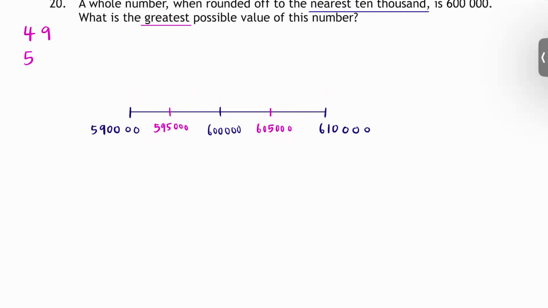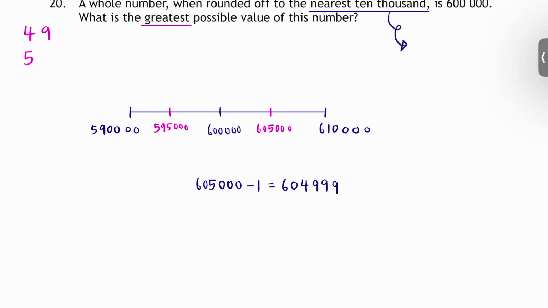605,000 will be rounding up to 610,000. So what will round down? What's the largest possible number that will round down to 600,000? So you're actually going to take 605,000. You subtract 1 and you get 604,990. Get 604,990. Okay.